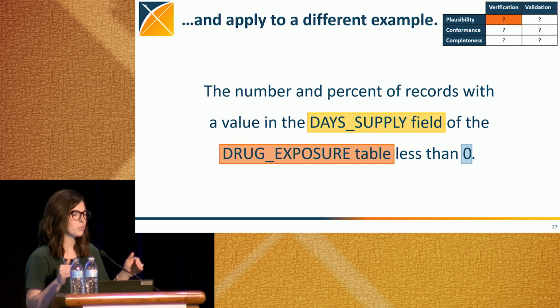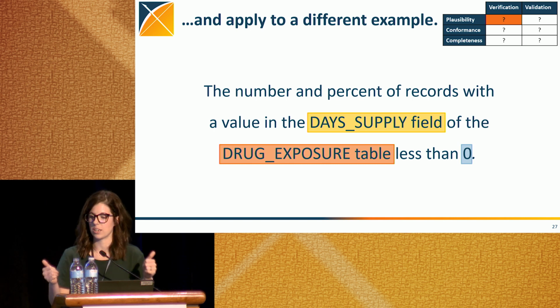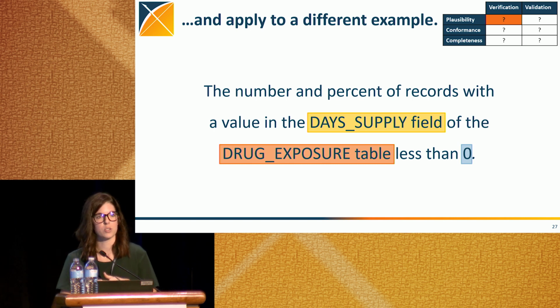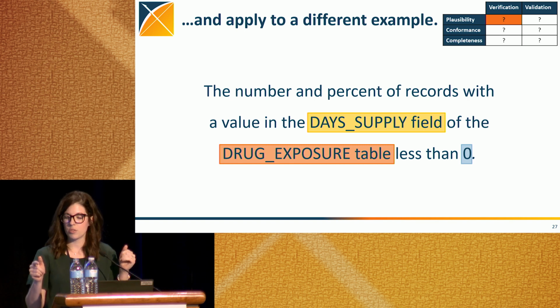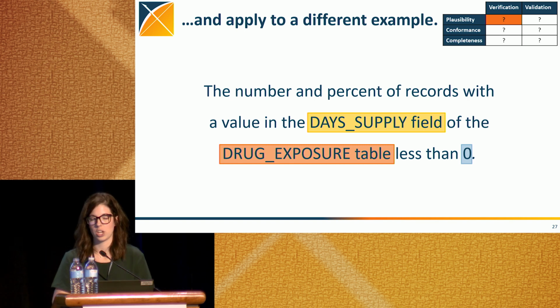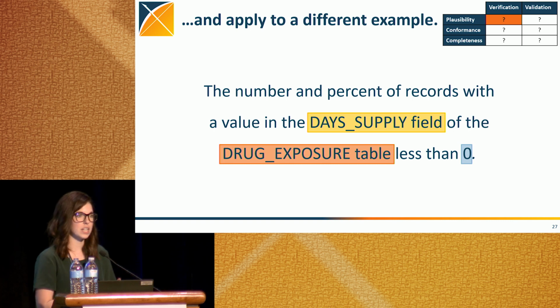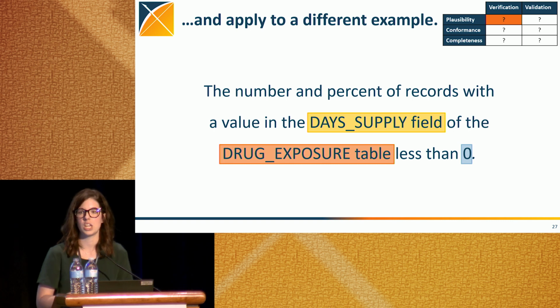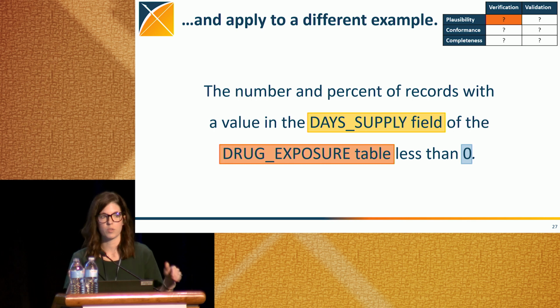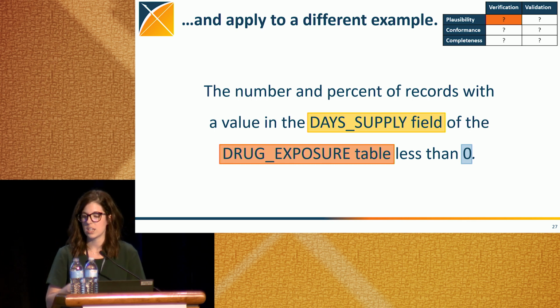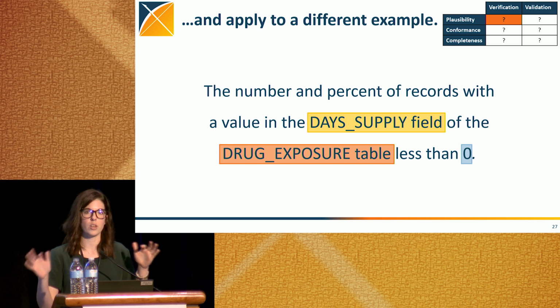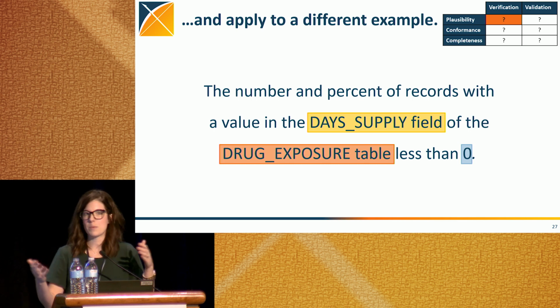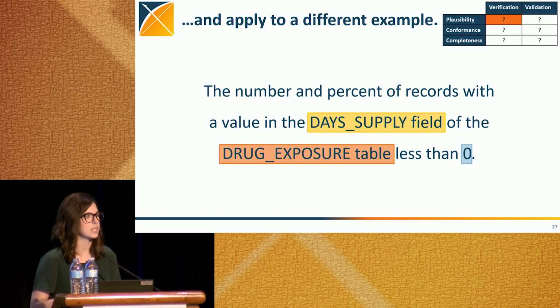Here, I have that same data quality check where we were looking for funky years of birth, but now I've applied it to the drug exposure table. With this data quality check, I'm going to find the percent of records in my drug exposure table that have a day's supply less than 0. So I'm still using that same underlying computation that we did to find those funky years of birth, but now I'm going to find these days supply values that are less than 0, because again, that's maybe something we want to take a look at and try to figure out why that's happening in our data.